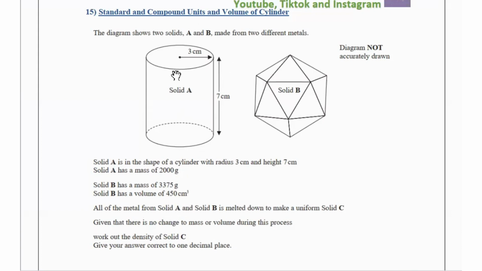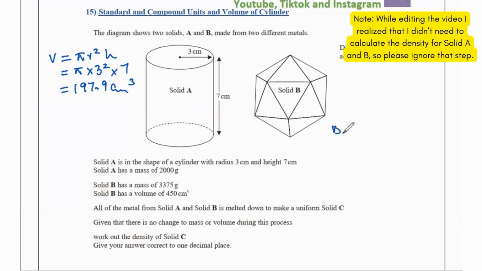So let's first find the volume of solid A. Volume of cylinder is pi r square h. So that's pi times 3 square times 7. That gives us 197.9 centimeter cube. Now density has the formula of mass over volume.